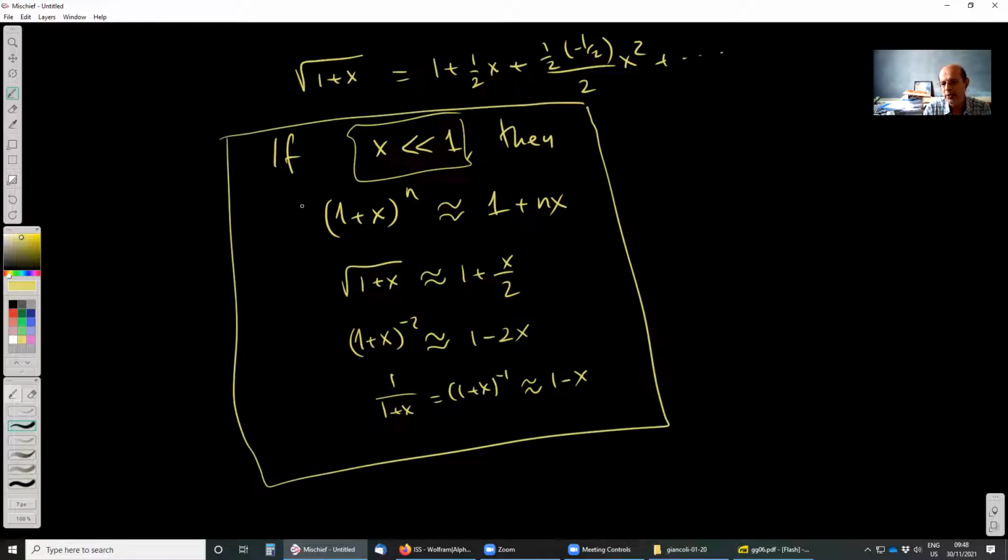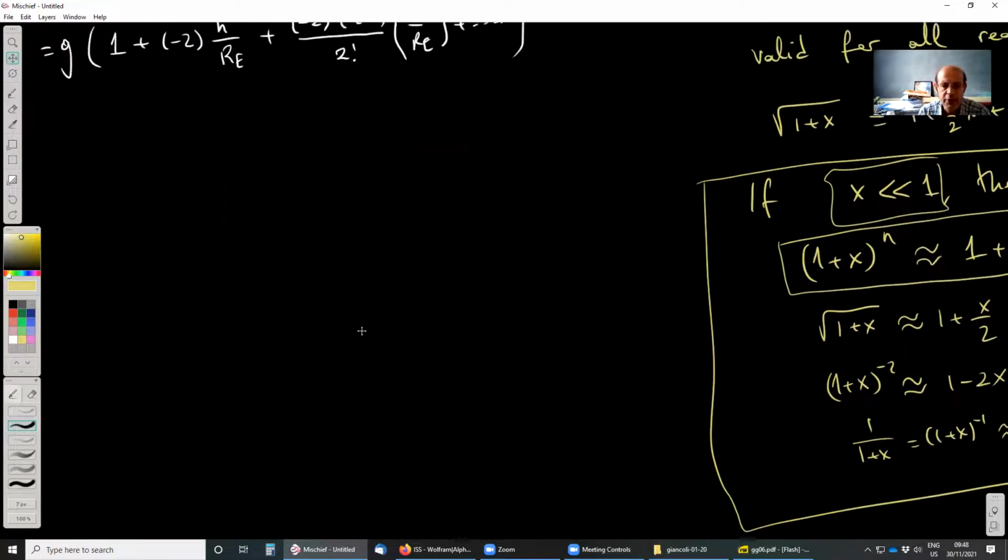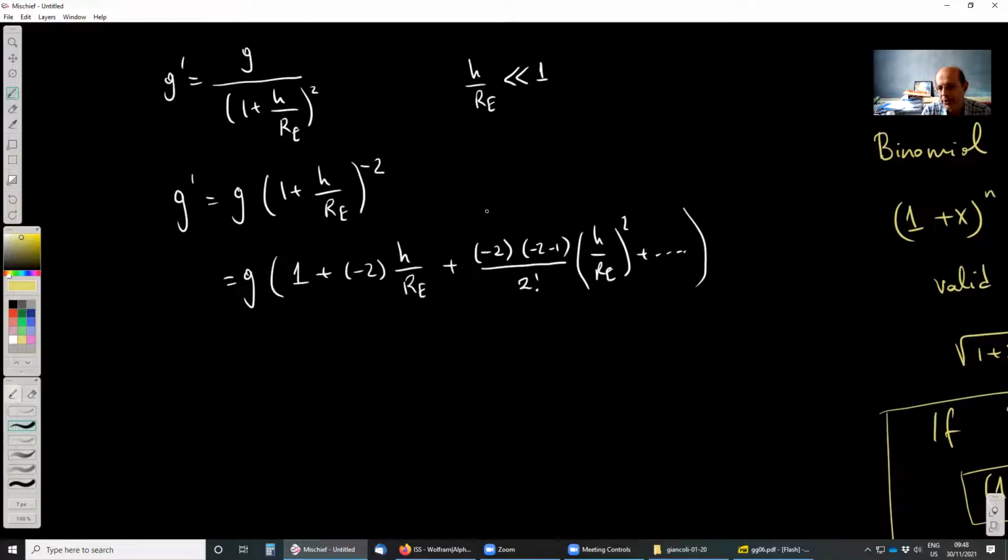in that case, I can use this approximation in here. So the first term is 1. It's the second term in the binomial expansion. In here too, I'm doing the same thing. That's irrelevant in here because I know that h over re is very small, like 10 to the minus 6, 1 in a million. So this is much, much smaller than the first term, and as a result, this is irrelevant. So what I do is I just drop this part and replace this equality in here with an approximation. So this is approximately equal to g times 1 minus 2h over re.